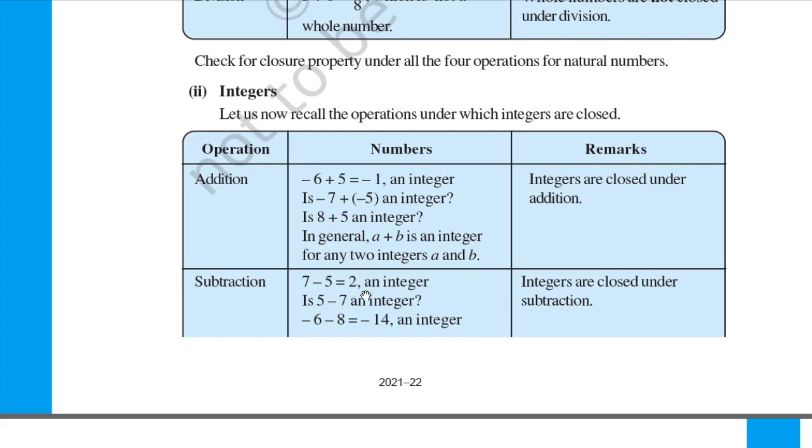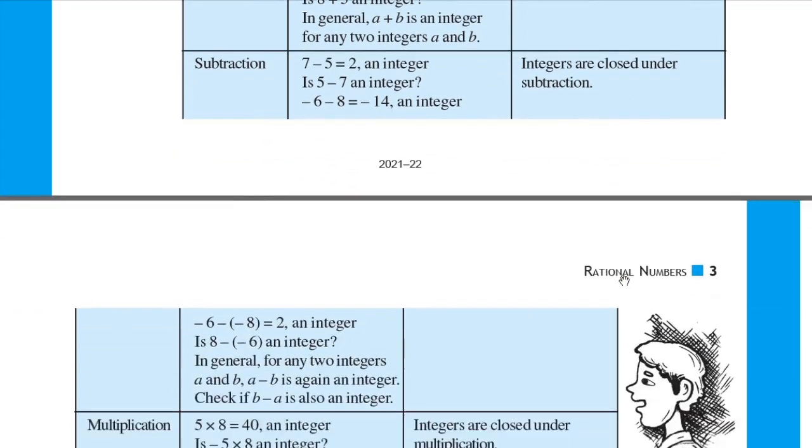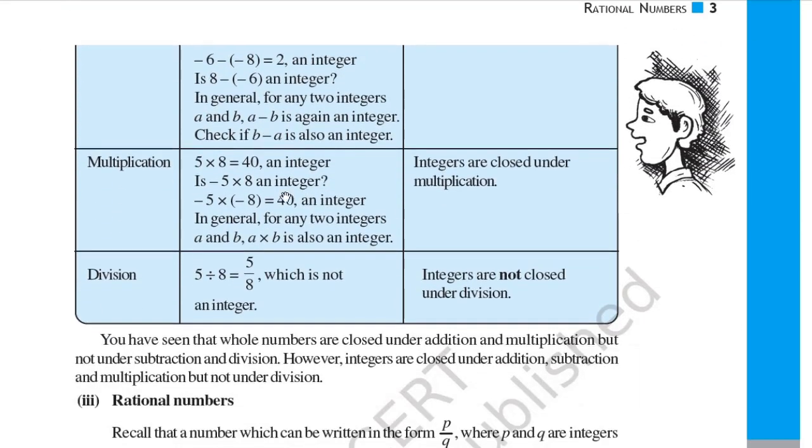Subtraction: 7 minus 5 = 2, an integer. 5 minus 7, an integer. Minus 6 minus 8 = minus 14, an integer. Integers are closed under subtraction. Now multiplication: 5 × 8 = 40, an integer. Minus 5 × 8, an integer, and minus 5 × minus 8 = 40, an integer. In general, for any two integers, a × b is also an integer. So integers are closed under multiplication also. Now division: 5 divided by 8 = 5/8, which is not an integer. So integers are not closed under division.